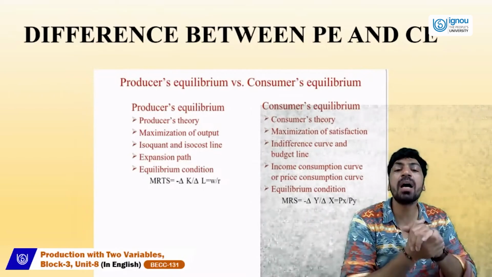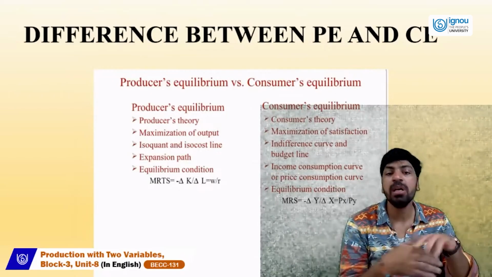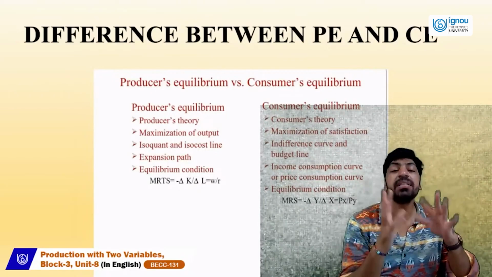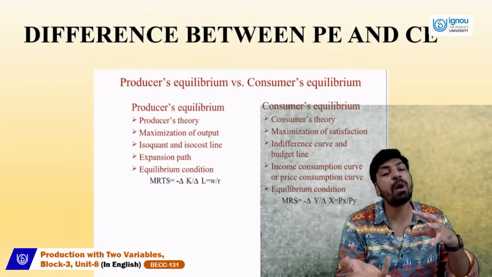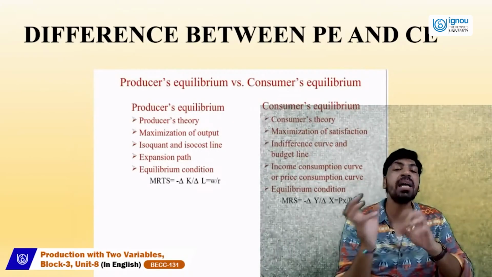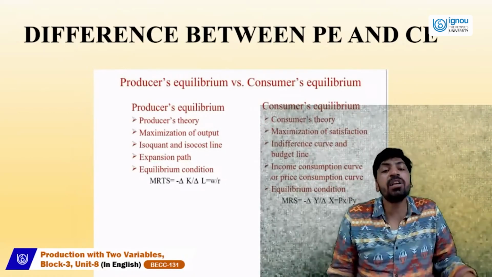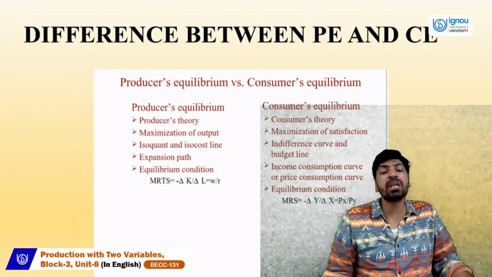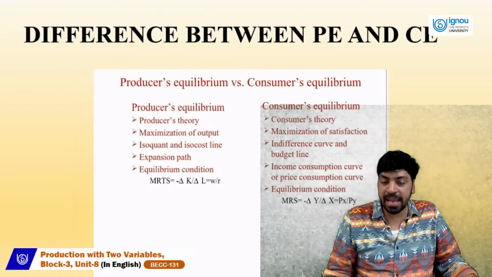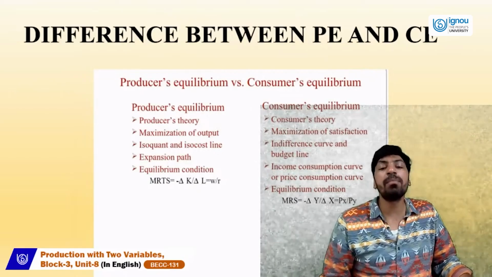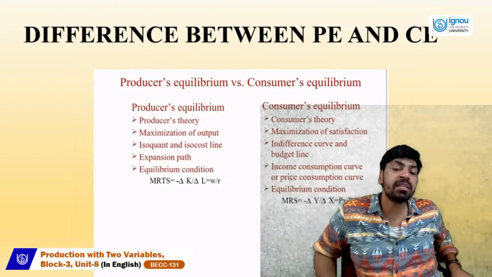How to maximize the output. The major objective of the firm is to maximize the output. The major concepts involved in obtaining the maximum or optimum level of output are the isoquant curves, the isocost line, the expansion path, and the condition of equilibrium, that is MRTS equal to minus delta K by delta L, which also equals W by R, that is, the price of labor by the price of interest.